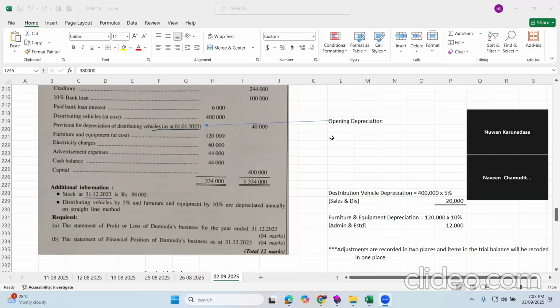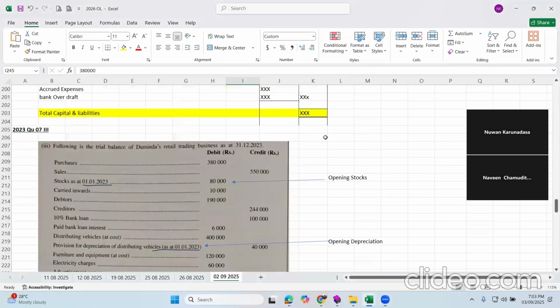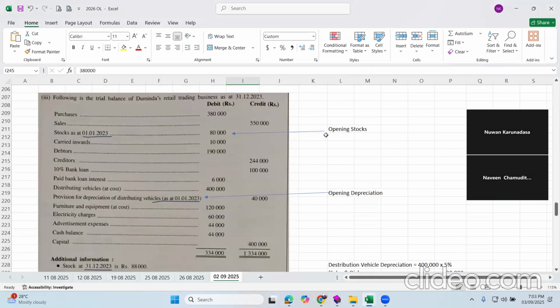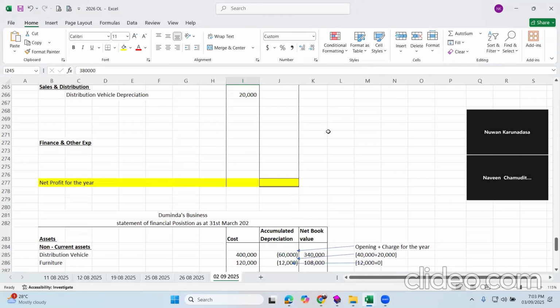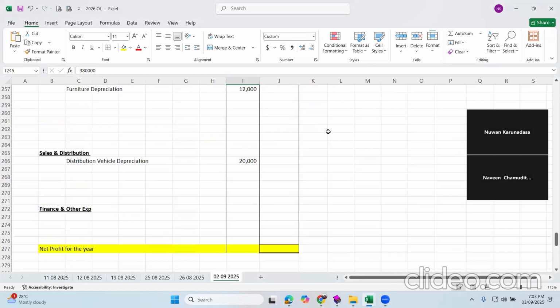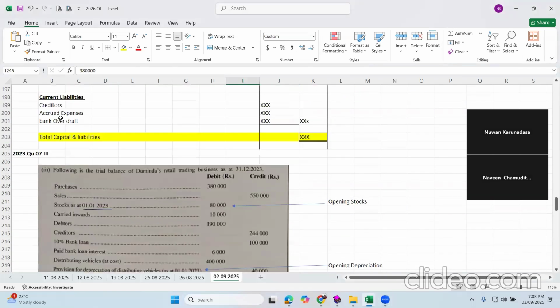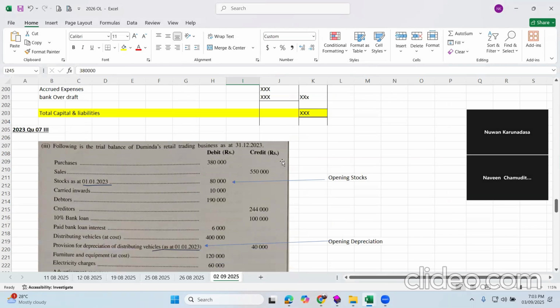Right. So yesterday we did a small question, but it is not yet finished. So we'll finish that question before we continue to another question. Just look at the same question that we did yesterday. Following is the trial balance of Duminder's retail trading business as at 31st December 2023.